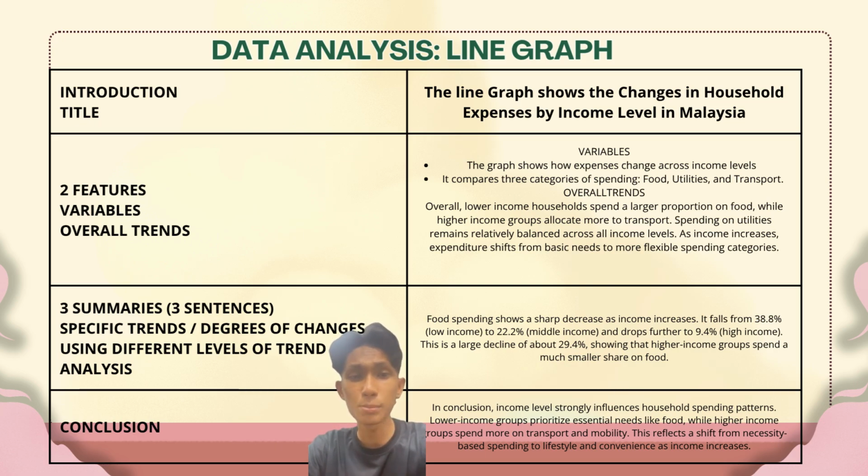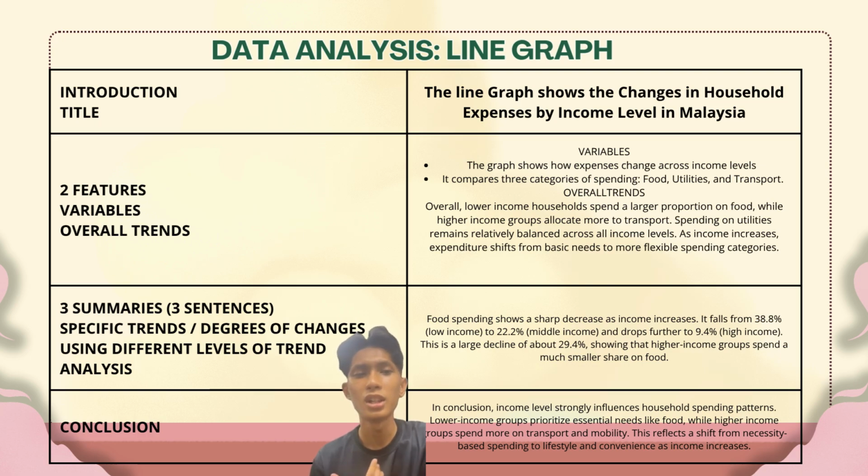Next, I will highlight specific trends. Firstly, food spending significantly decreased as income grew, dropping from about 38.8% in the lowest income group to just 9.4% in the high income group. Secondly, this represents a sharp decline of 29%, showing that wealthier households spend proportionally much less on basic needs. Finally, as income rises, spending shifts from essential items to more flexible categories, especially transport.